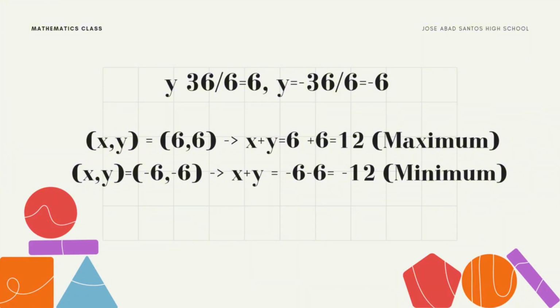So bali if x is equal to 6, magiging y is equal to 36 over 6 is equal to 6. So the minimum sum is s is equal to 6 plus 6 is equal to 12. So ang minimum sum of the two numbers is 12.